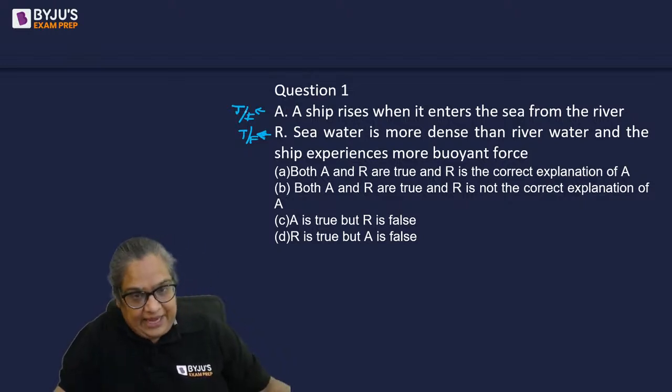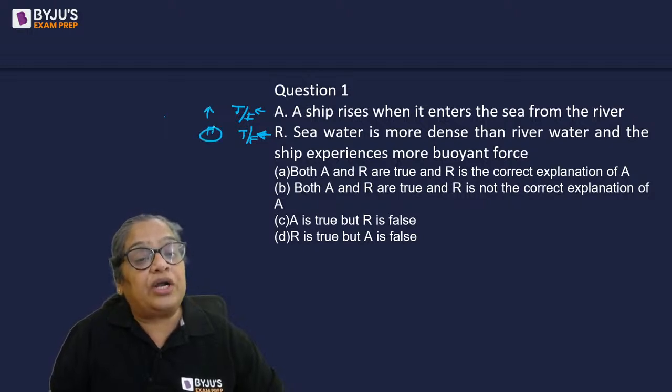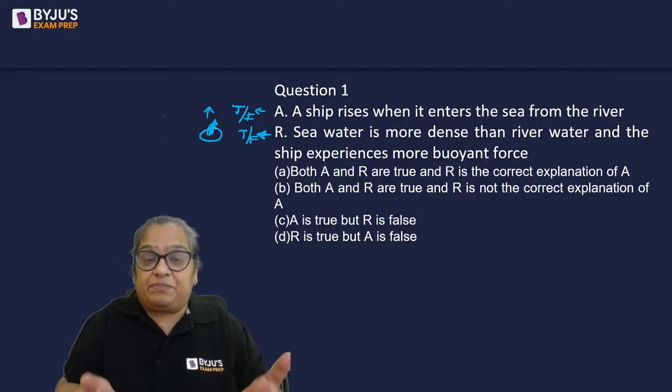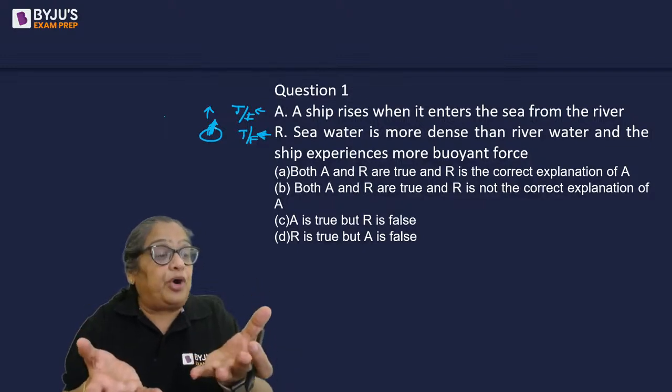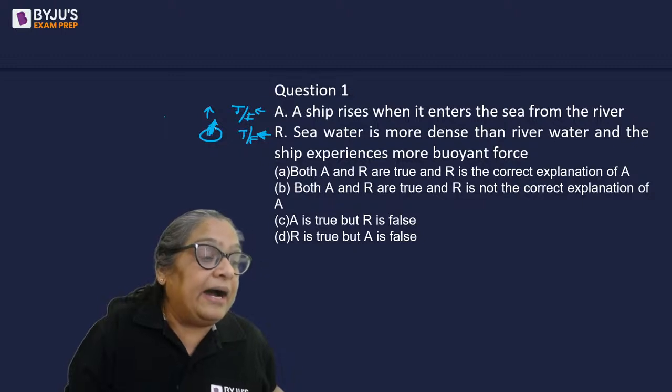All right. Yes, it is correct that a ship, when it enters the sea, it rises. Why? Because sea water, when the ship is going down, the sea water gives an upward thrust. So the ship experiences a greater buoyant force. Therefore, the correct answer is A.